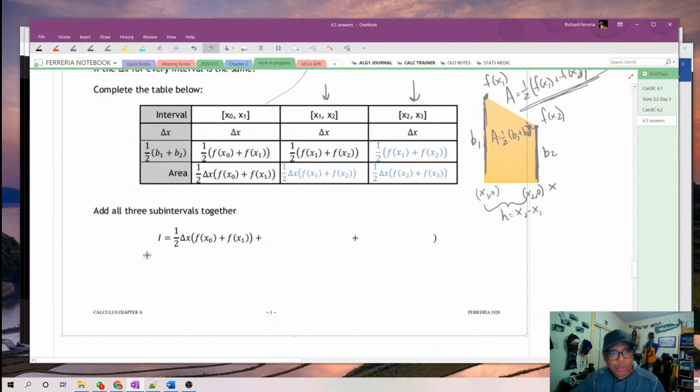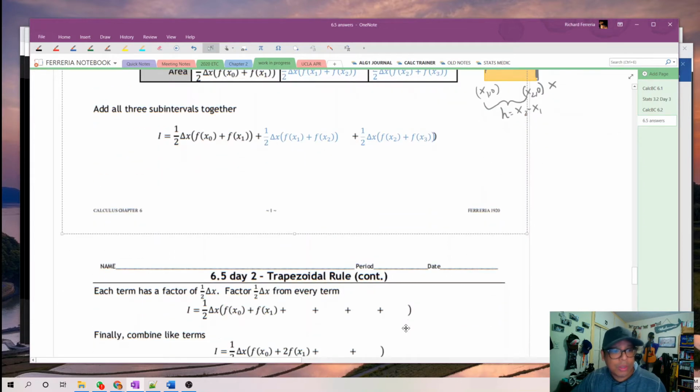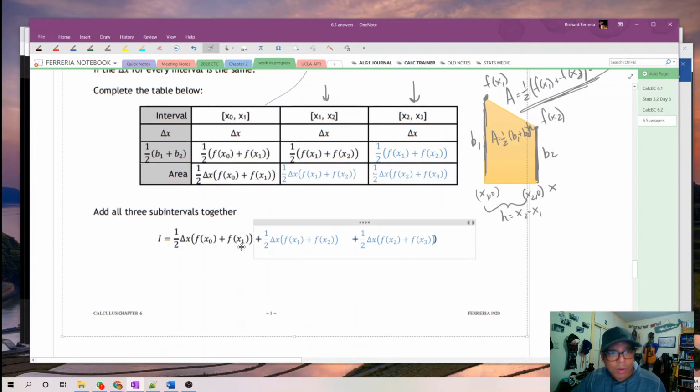When we add those trapezoids together, we're just going to put all of these area formulas into this equation. So as you can see, we've got 1/2 delta x, f of x0 plus f of x1, plus 1/2 delta x, f of x1 plus f of x2, plus 1/2 delta x, f of x2 plus f of x3. Well, this brings us to our special conditions. The special condition is, what if all these delta x's were the same for each term here?